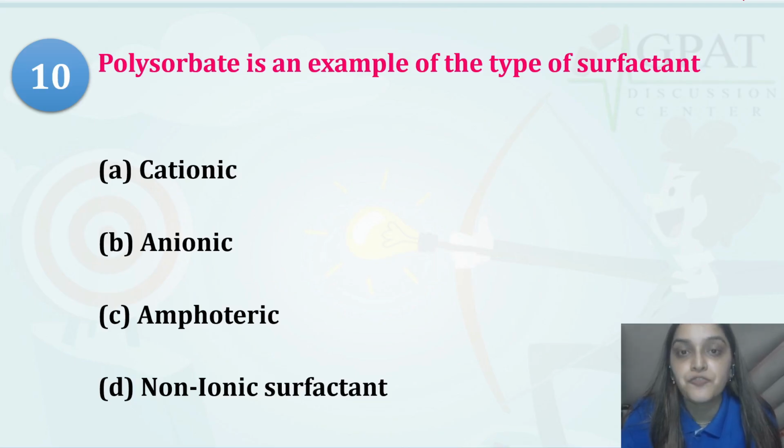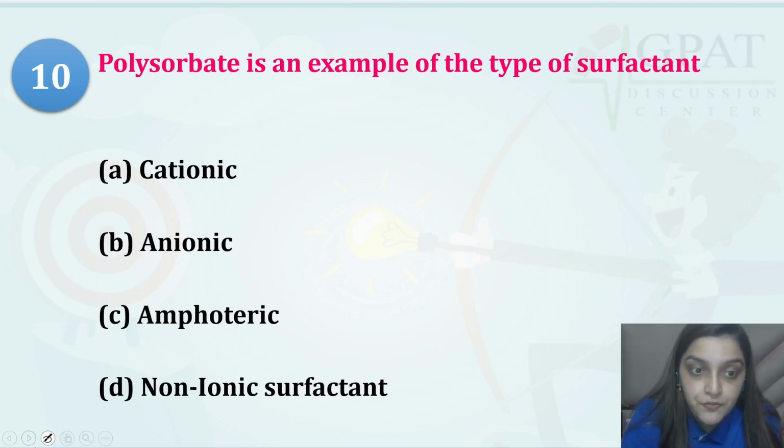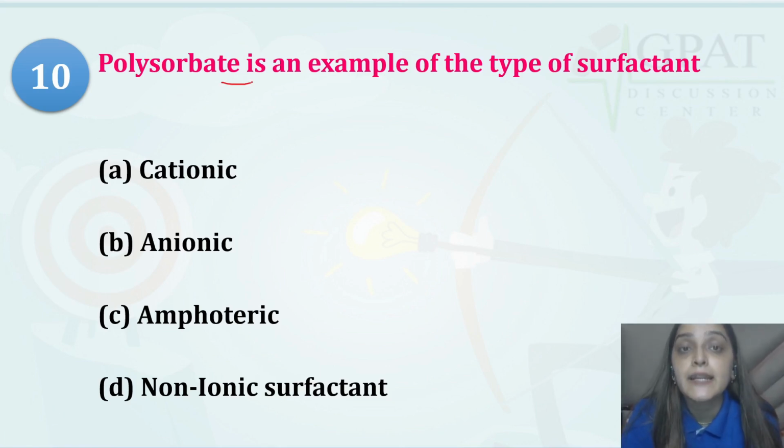Polysorbate is an example of which surfactant? We have already seen this. Now, some students may get confused. They may say, "Ma'am, you have earlier told us that 8 means it is an example of an anionic surfactant, but it does not fall here, right?" I'll tell you why.